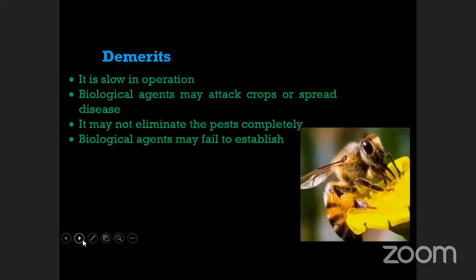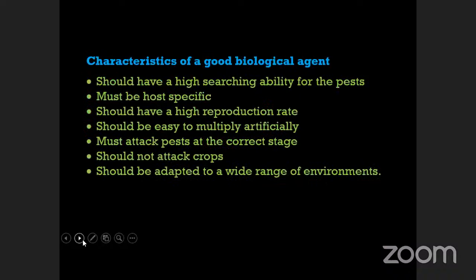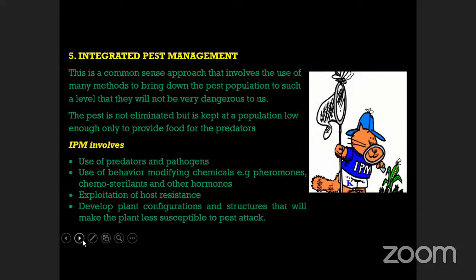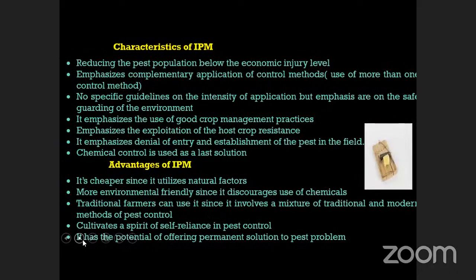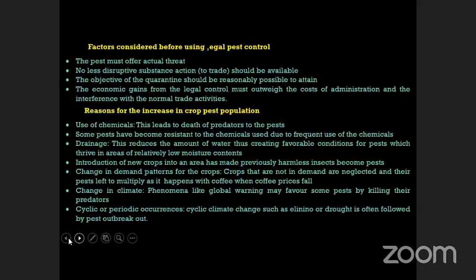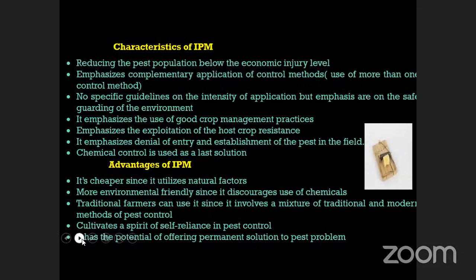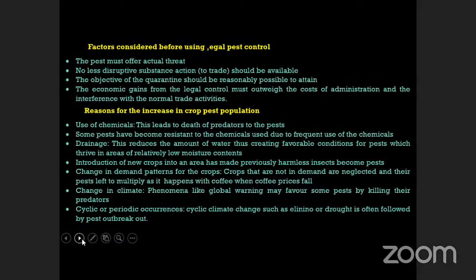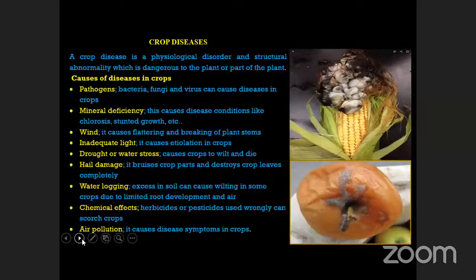After that, we are going to talk about its disadvantages. And then we look at characteristics of the biological control agent. And then we look at this last method, which is integrated pest control measure or management. It involves all the previous control measures that we discussed about. And then from that, we shall have legal control. After legal control, we shall have to talk about diseases.